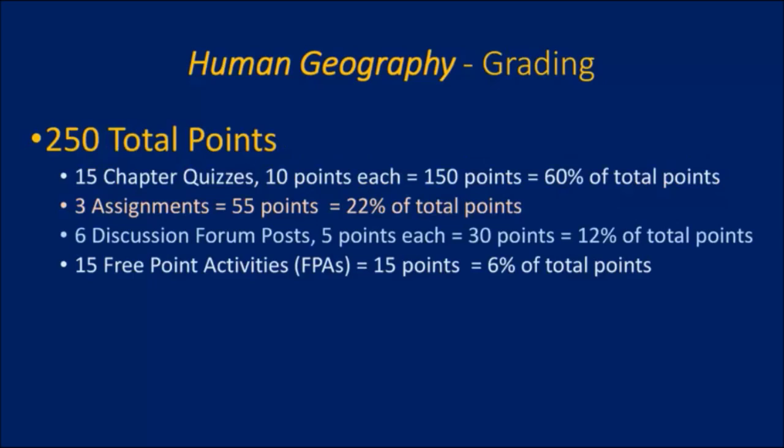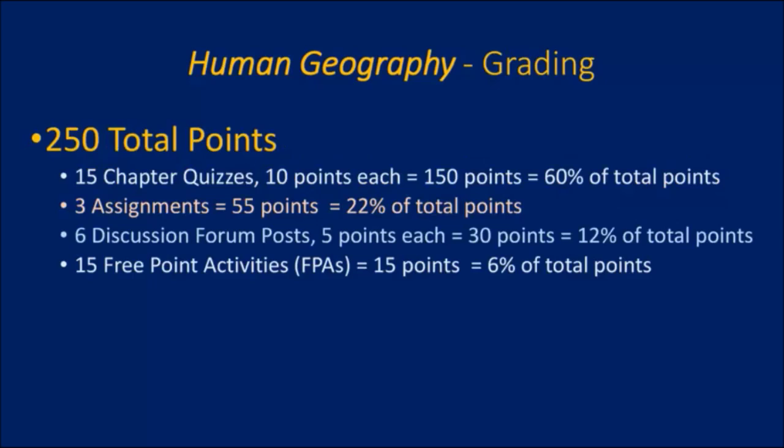But of course, if your grade was completely relying on multiple choice questions, that probably wouldn't be too cool. So what I do is I add other things to add to the various types of assessments. There's 3 different assignments, totaling 55 points. Those are all going to be worth different point totals, but in total, the 3 assignments are worth 55 points, which is 22% of the total points for the course. So 22% of that 250 total.